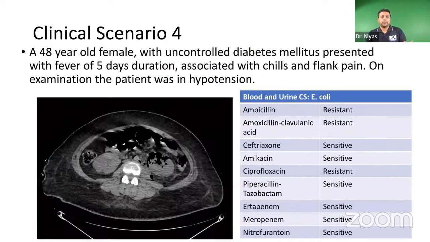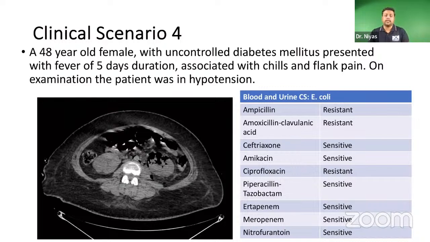Now, this is another question. A 48-year-old female patient with uncontrolled diabetes mellitus presenting with complaints of fever of 5 days duration associated with chills and flank pain. On examination, the patient is in hypotension. So blood and urine culture.